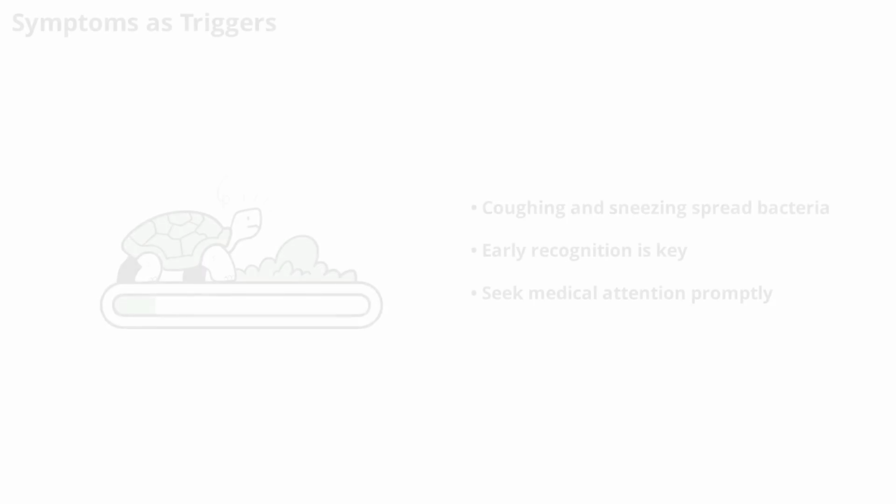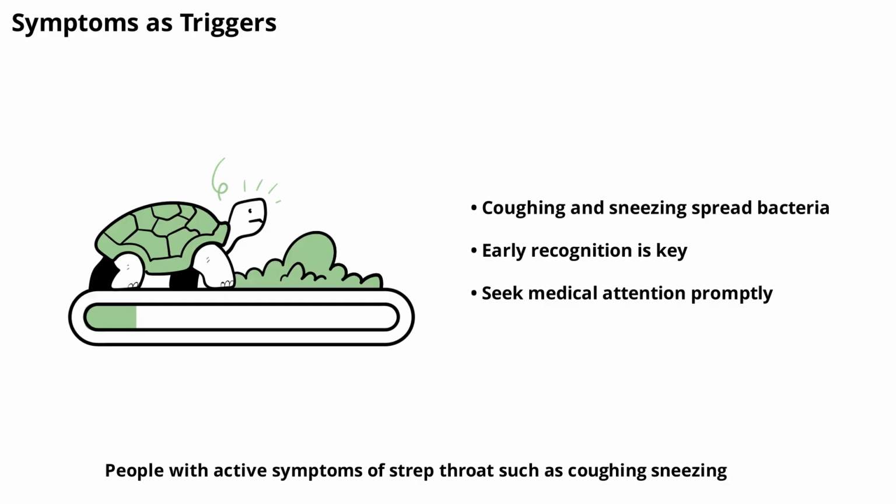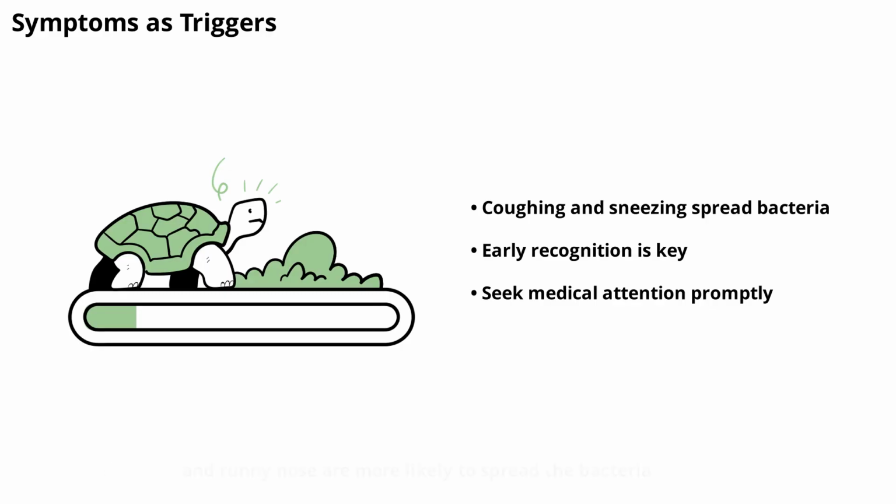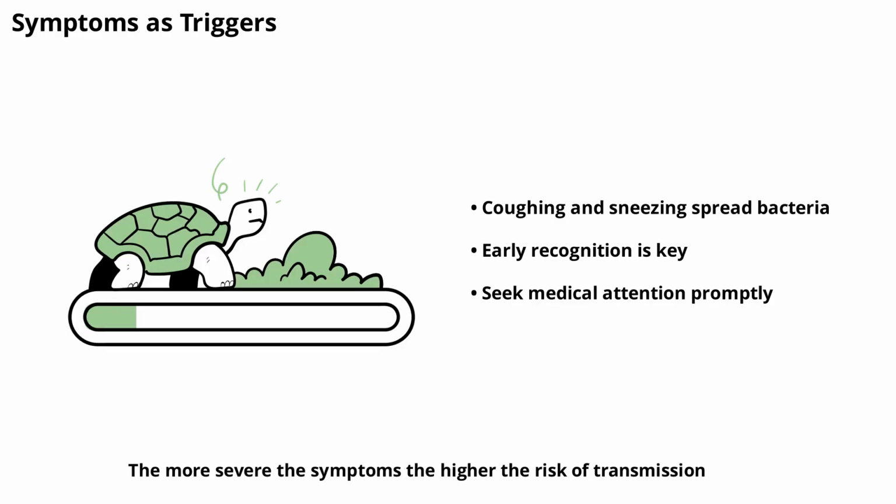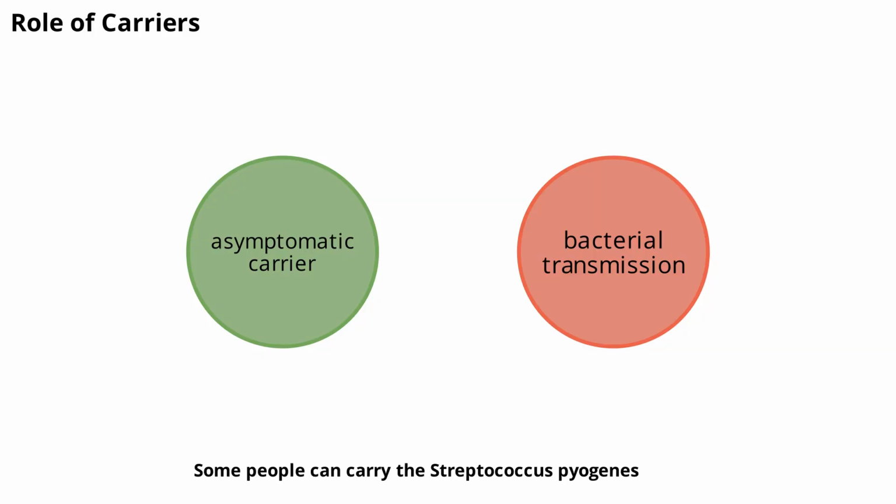infection. People with active symptoms of strep throat, such as coughing, sneezing, and runny nose, are more likely to spread the bacteria. The more severe the symptoms, the higher the risk of transmission. Recognizing symptoms early and seeking medical attention can help contain the spread and prevent outbreaks in communities. Some people can carry the streptococcus pyogenes bacteria in their throat without showing any symptoms. These carriers can still spread the bacteria to others, especially in close contact settings.